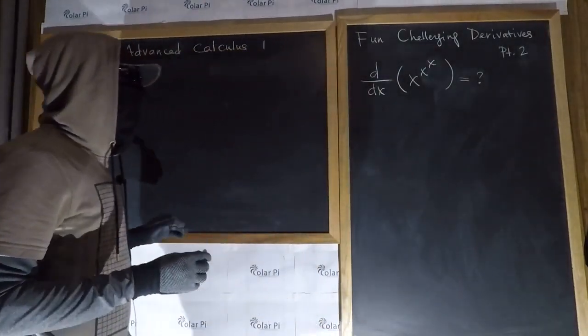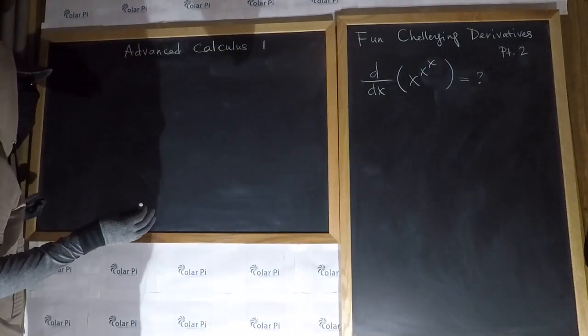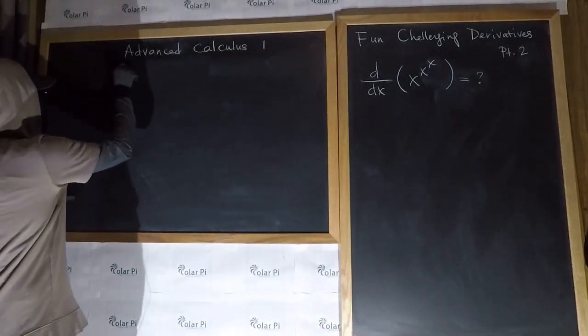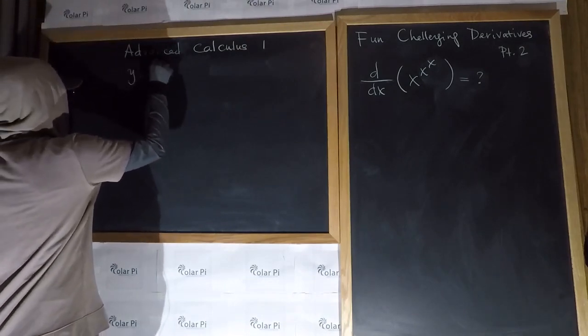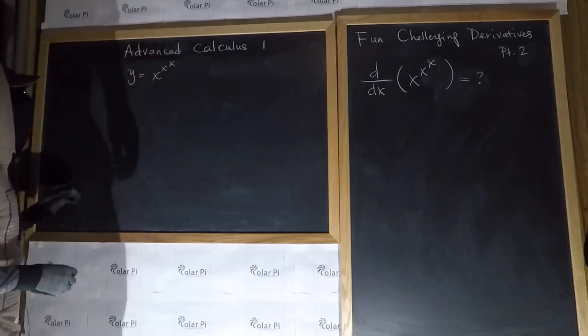Yeah? Okay, cool. As I just said, we're going to use the same approach as part 1, and that is logarithmic differentiation. So we start by saying that y is equal to x to the x to the x.